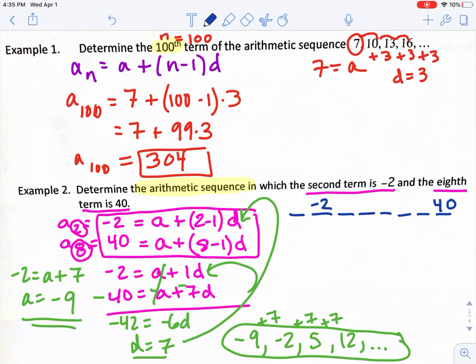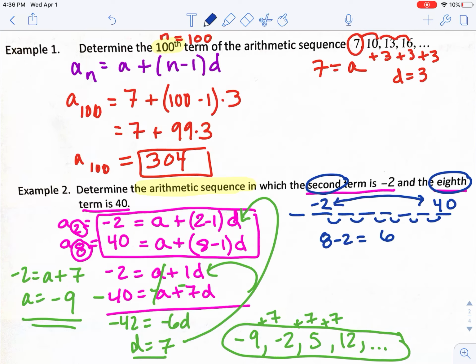So if I think about this, that's a distance of 1, 2, 3, 4, 5, 6. Okay, how did I get that number 6? All I did was subtract the second term and the 8th term, so I literally did 8 minus 2. That gave me 6.